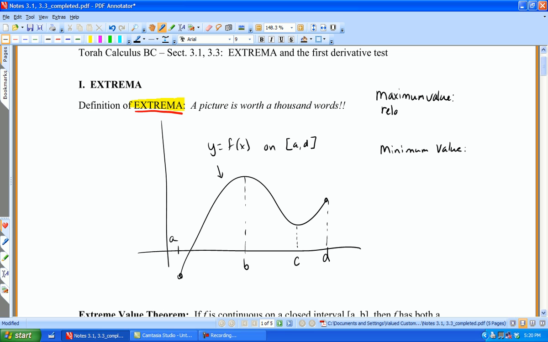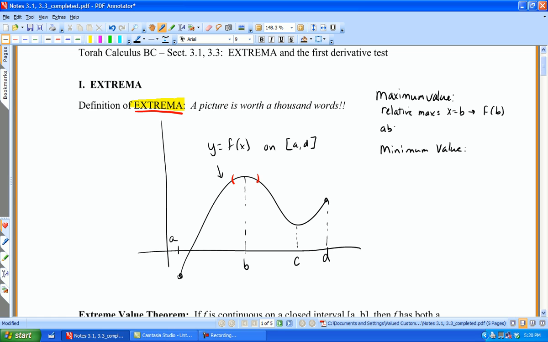So a relative maximum simply means a place where the function has a maximum within a small interval around that point. So if we look at point B, if I look at a small interval around B, then f of B is a high point, a maximum value. So a relative maximum occurs when x equals B, and the maximum value is f of B.